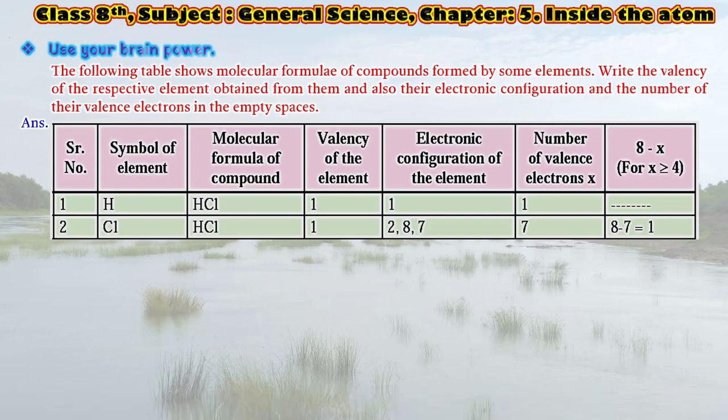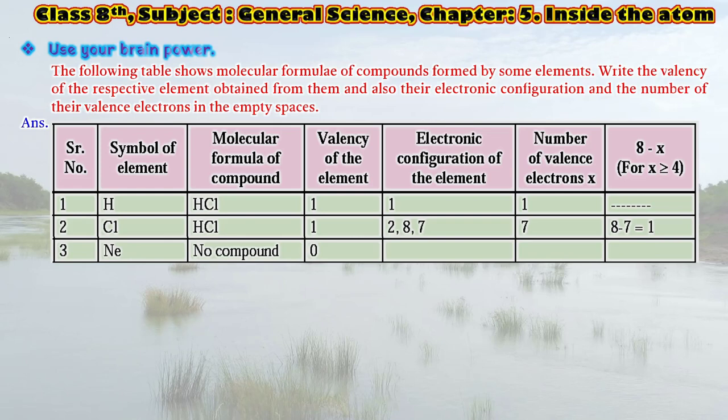Electronic configuration of the element R: 2, 8, and 7. Number of valence electrons X is 7. Its valency calculation is 8 minus 7 is equal to 1. Symbol of element is capital N and small e. Molecular formula of compound is no compound. Valency of the element is 0.